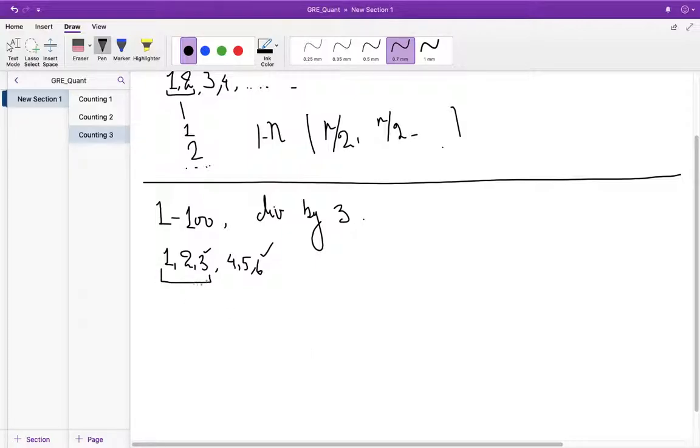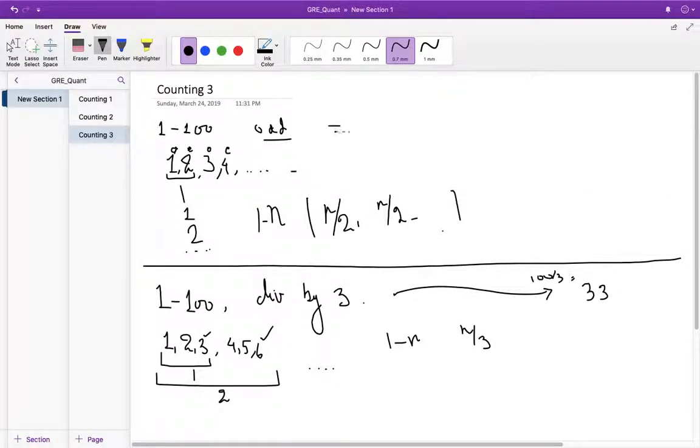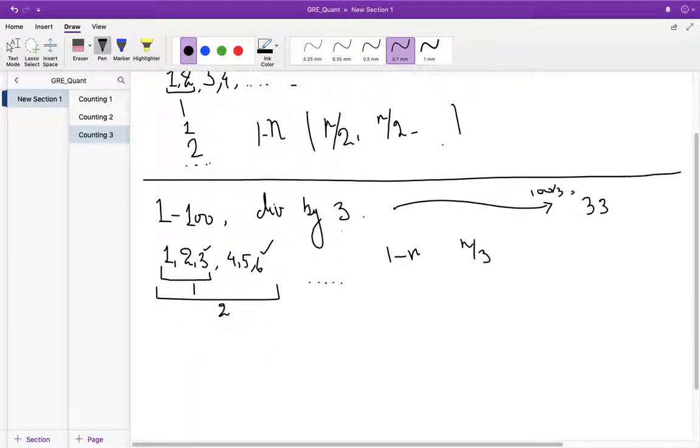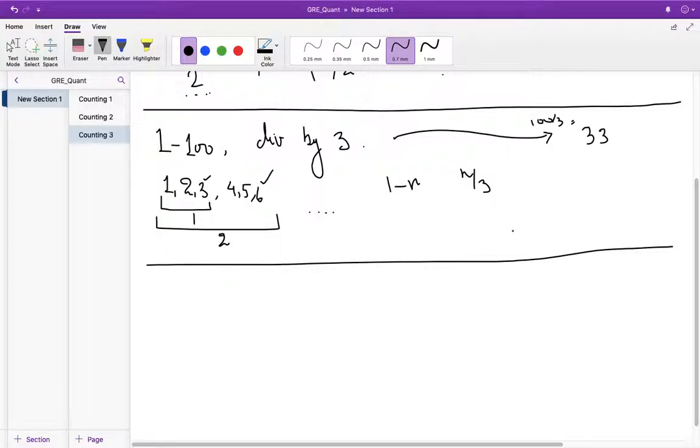So in the range 1 to 3 you would have one such number, in the range 1 to 6 you would have two, and generalizing, in the range 1 to n you would have n by 3 such numbers. So the answer to this problem would be 33, which is 100 by 3. For the last problem as well, the answer would be 100 by 2, which is 50. So there are 50 odd numbers in the range 1 to 100, and there are 33 numbers divisible by 3 in the range 1 to 100.